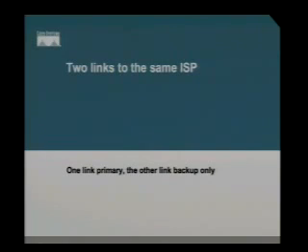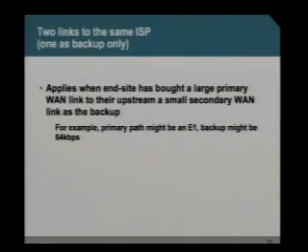Okay, so the first example we're going to look at is one link being the primary path, the other one being the backup path. And this applies when the end site has bought a large primary WAN link to their upstream provider and a small secondary as a backup. So it could be, well, in euro bandwidth, an E1, with the backup being 64.